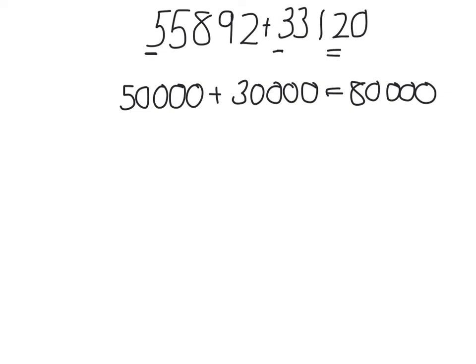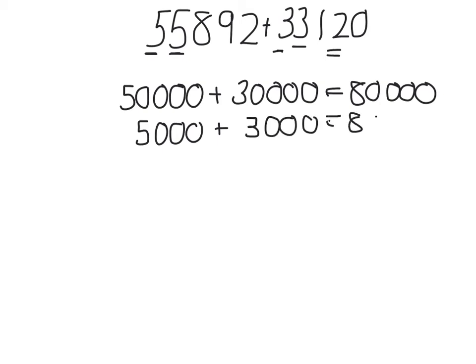Then I need to add my thousands. So I've got 5,000 and 3,000. So I'm going to add 5,000 plus 3,000. And my answer is 8,000. Then I need to add my hundreds. So 800 and 100. So 800 plus 100 equals 900.